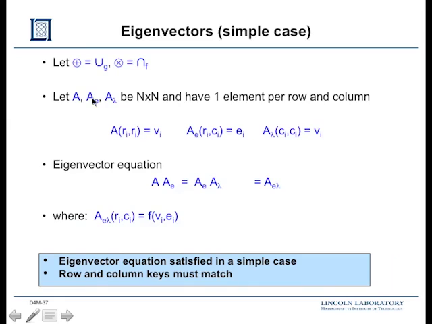You can do eigenvectors in certain restrictive cases, sort of. And there are actually papers written about this, but it's only where the row and column keys need to be the same and so on.